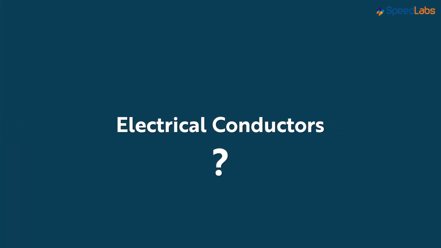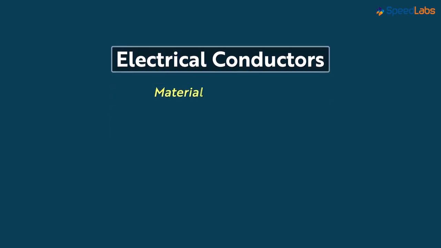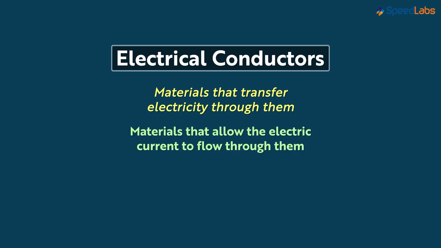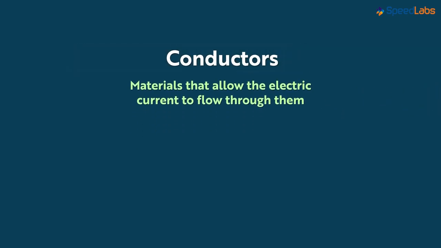So now can we define it? You're right. Electrical conductors are the materials that transfer electricity through them. Or even more precisely, they are the materials that allow the electric current to flow through them. For simplicity, we will call them conductors. What are the examples of conductors?